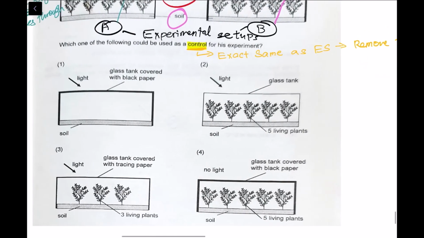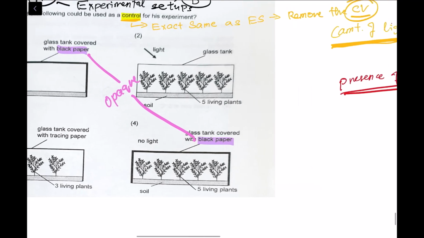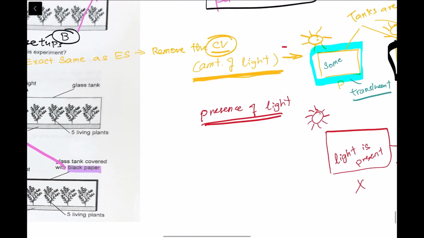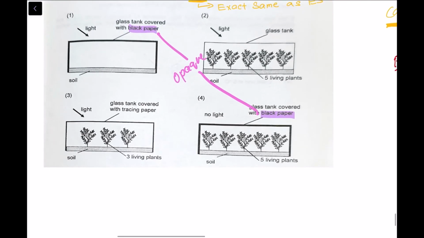surrounding the tank. So if we look at all the options, we have options 1, 2, 3 and 4, in which options 1, 3 and 4 have some form of covering. Options 1 and 4 are covered with a black paper, which is opaque, but we need maximum amount of light to enter the tank for a control setup, right? We need to remove that factor which is affecting the light intensity. So we cannot have any piece of covering. So options 1 and 4 would be automatically incorrect. Same is for option 3. We have tracing paper, which is again translucent, so it would reduce the amount of light which is entering the tank. So option 3 would also be incorrect.